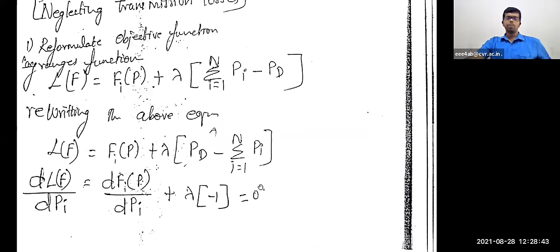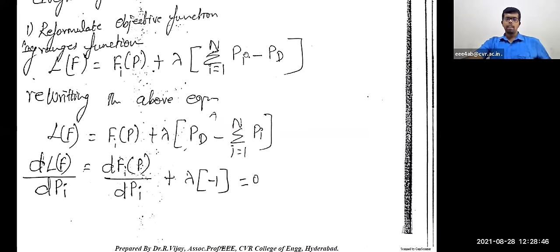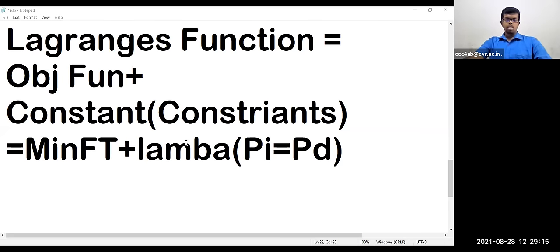Next thing you need to formulate is the Lagrange's function. What is the definition for Lagrange's function? Lagrange's function is nothing but the objective function plus some constant into constraints. So the objective function, plus the constant, we are choosing this as lambda, then the constraints that you need to substitute.